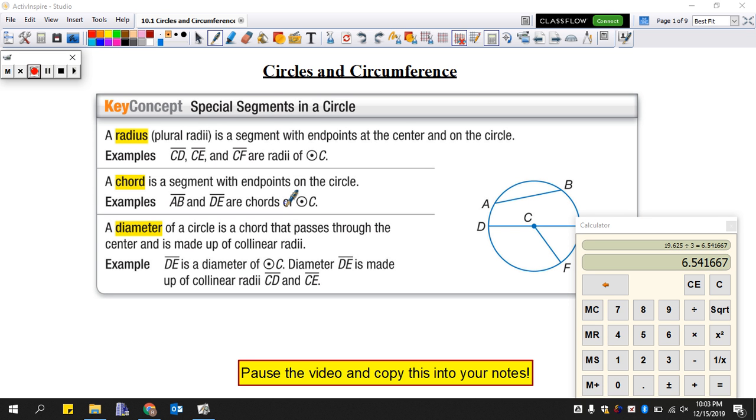All right, in this lesson we're going to learn about circles and some of the basic parts of circles and how to find the circumference, or the distance around the outside of a circle.